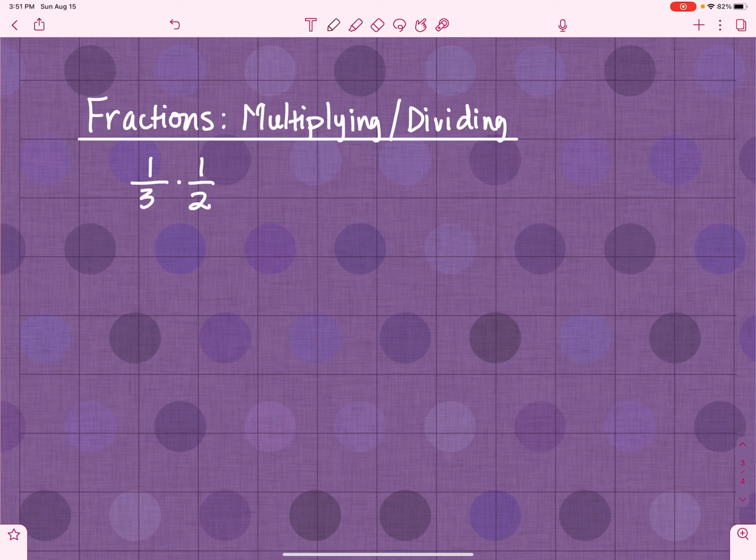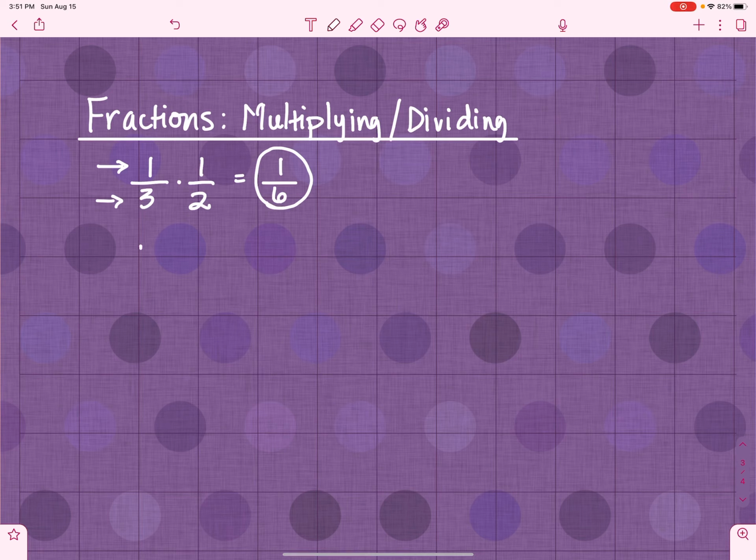Well, if I were adding 1/3 and 1/2, I would need an LCD to make the denominators the same. I do not have to do that when I'm multiplying and dividing fractions. When I'm multiplying fractions, I just multiply the numerators together and I multiply the denominators together. That's all I have to do when I'm multiplying fractions.